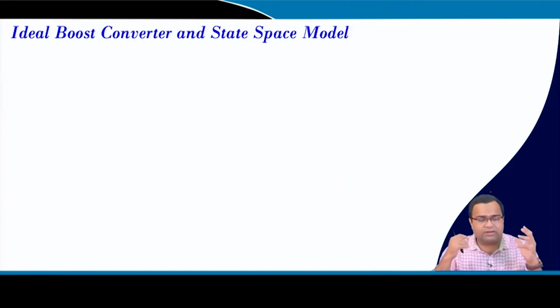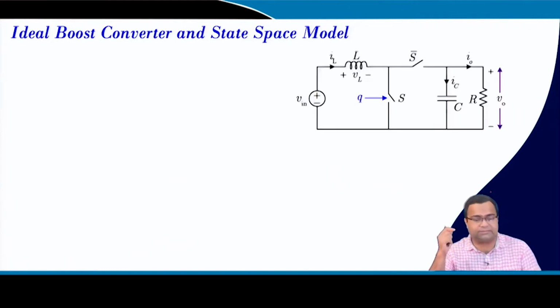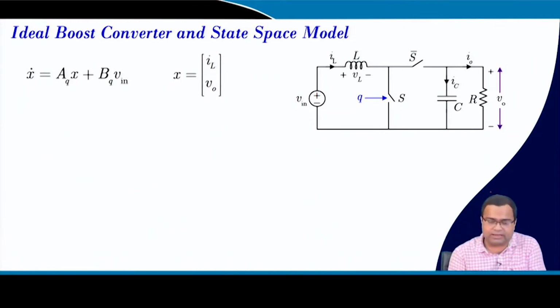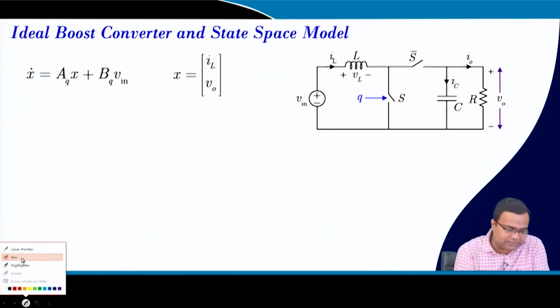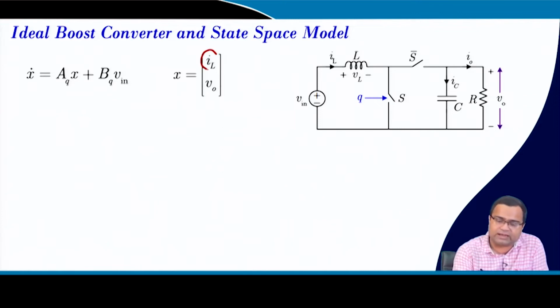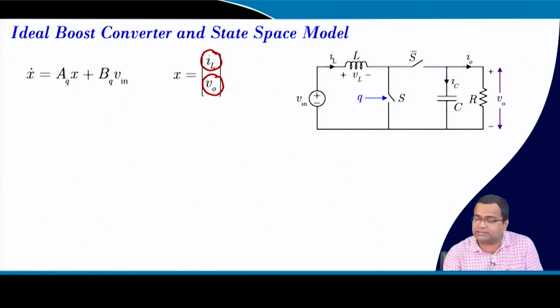So, if we recall our ideal boost converter and its state space model, the switching converter, where we can write the state space form. Here we are considering the inductor current as one of the states, and the other state we are taking as the output voltage, but actually it is the capacitor voltage. We should take it as the state variable since it is an ideal converter, so the capacitor voltage and the output voltage are the same.